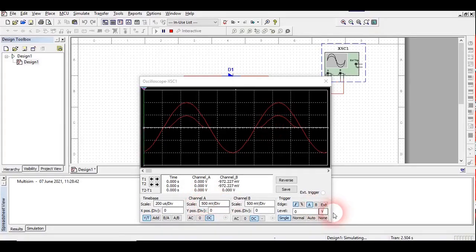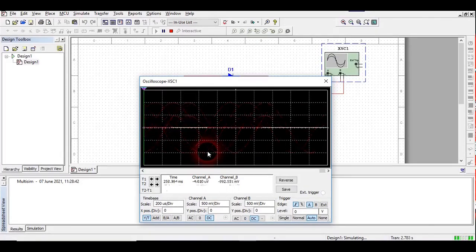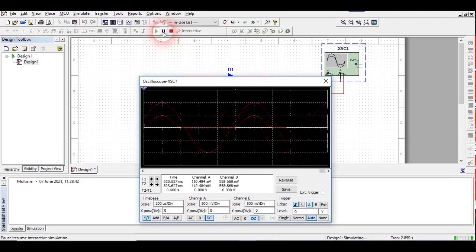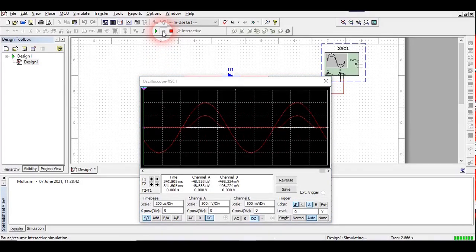If I make it auto, just see here. Now it has changed since the wave is running, so it is showing me this waveform. I am going to click on the pause button right now. Just look here. Firstly, I am going to give you the time period of this waveform.